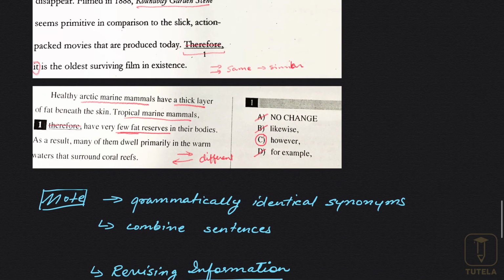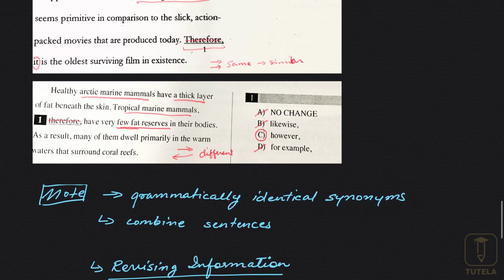Now, we need to keep this in mind that whenever there are grammatically identical synonyms in a sentence, you need to eliminate such answer choices because grammatically identical synonyms cannot be the right answer, as there cannot be more than two right answers. Also, sometimes transition words, as mentioned, are used to combine sentences, so you must keep in mind and follow the strategy that we just discussed.